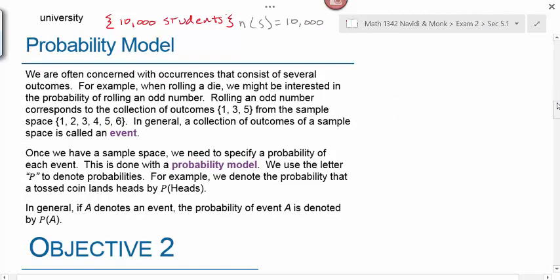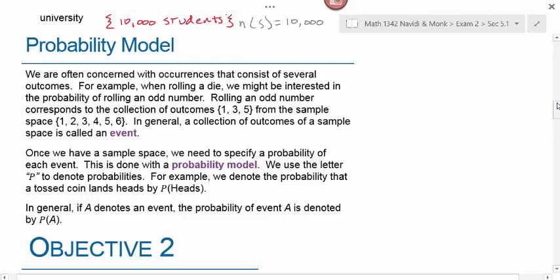Now let's talk about what a probability model is. We're often concerned with the occurrences that consist of several outcomes. For example, when rolling a die, we might be interested in the probability of rolling an odd number. Rolling an odd number corresponds to the collection of outcomes consisting of 1, 3, and 5 from the sample space 1, 2, 3, 4, 5, 6.